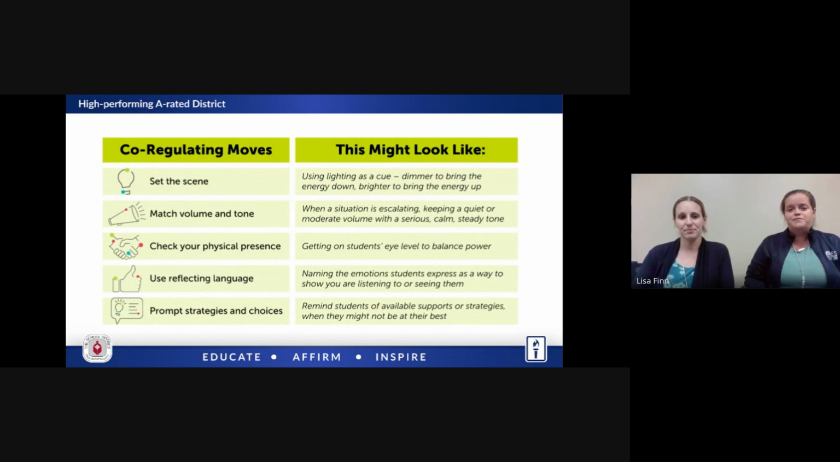And then also prompt them for strategies and choices. Remind them of supports or strategies that are available to them. And guys, the most important thing with this is you have to teach them those things ahead of time, right? So if I've taught them that they can go to the calm corner in my classroom, or that they can take deep breaths, then when we get into these situations and I'm trying to help them co-regulate, I can remind them, hey, don't forget, these are the strategies that are available to you. All great ideas and good things to come back to.